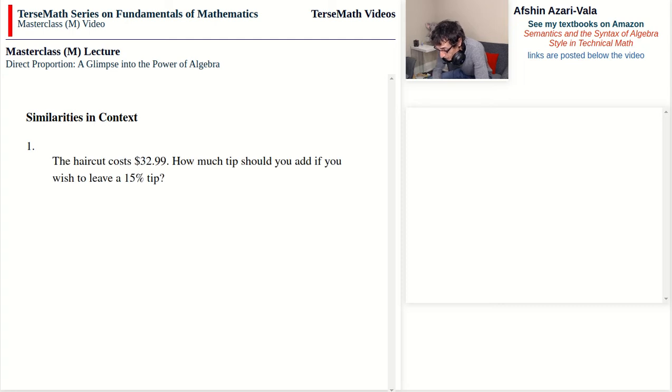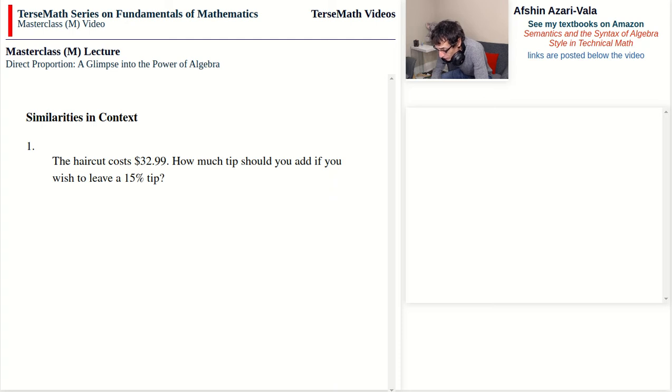It says the haircut costs $32.99. How much tip should I add if I wish to leave a 15% tip? Now, this is similar to a tax problem. In fact, it could be that an item is priced at $32.99. How much tax? Calculate the amount of tax if tax is added at 15% of the price.